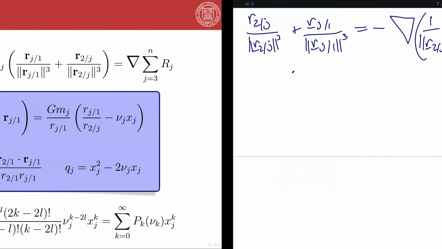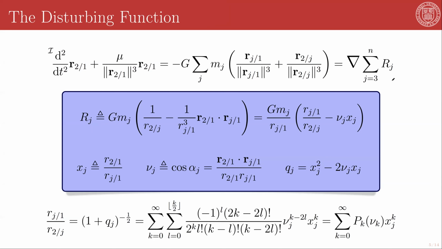And so we define our scalar function R sub j as G m_j times that argument of the gradient that we just wrote down. Our differential equations for the orbit of our second mass around the primary first mass are now given by the standard two-body equation, and on the right-hand side, the gradient of the sum of all of the disturbing functions due to the various perturbing bodies. And again, we are neglecting the interaction between those bodies. What this buys us is that we can write a form of this disturbing function summation that makes it very easy to expand in series.